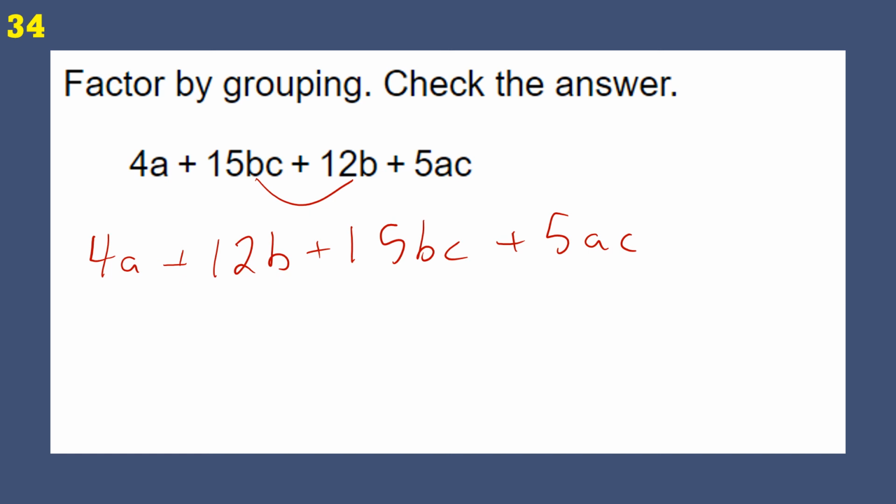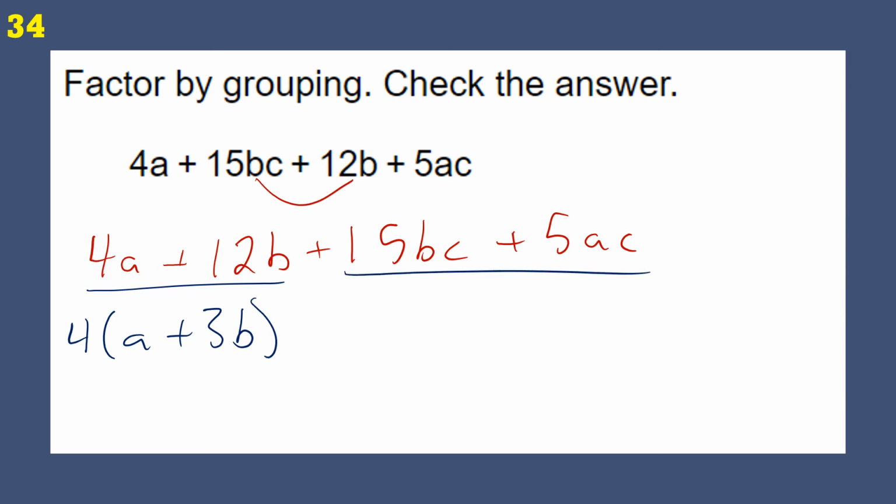So now what you'll notice is if I try to factor out of the first two, there is something I can take out. It's not much, but it's a 4, and that would leave me with an a plus 3b. And if I look at the second set, and I say, what can I take out of both of those? I can take out a positive 5c, and that would leave me with 3b plus a.